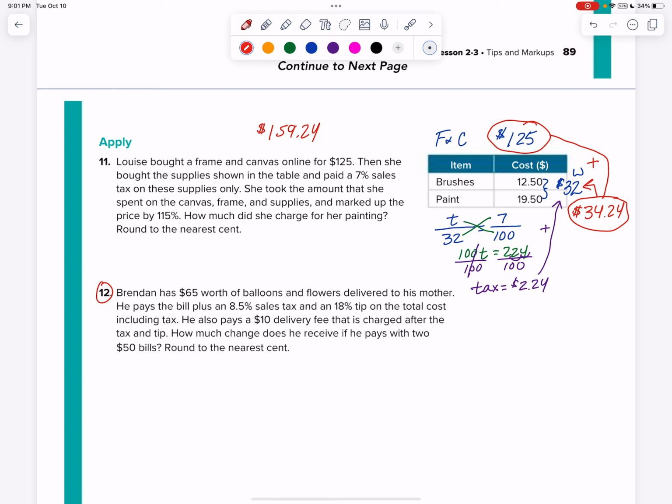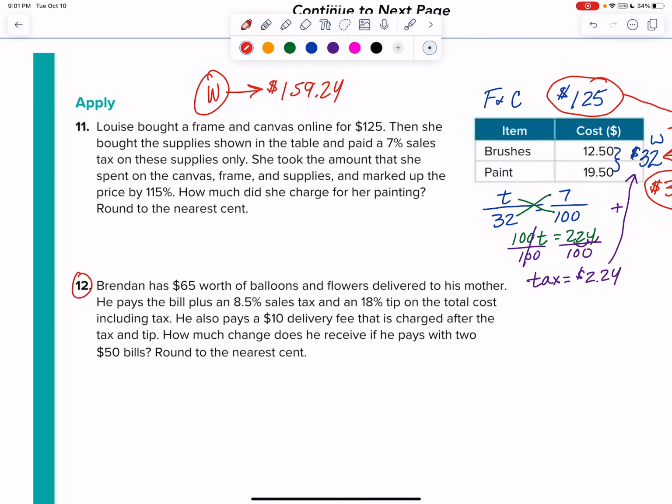Okay, so this is my whole cost right here so far. Okay, on all that stuff. And we are going to mark it up by 115%. So now let's use this information and set up our proportion. Okay, so what is the markup? I don't know. I do know that the W or the whole is $159.24. And I know that my markup is going to be 115%, and it's always out of 100.